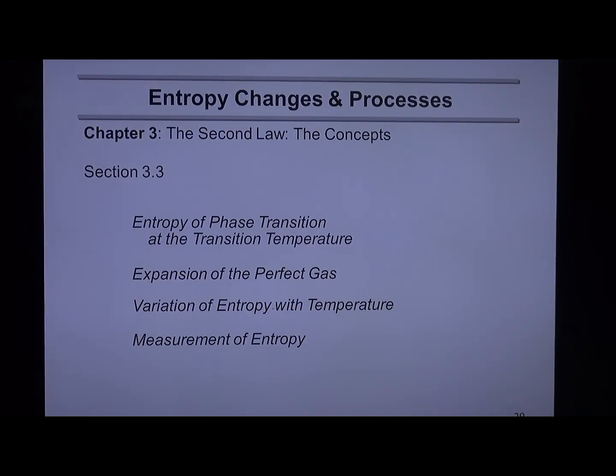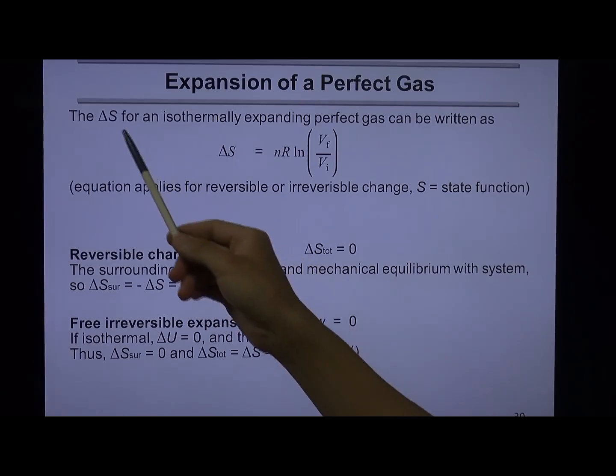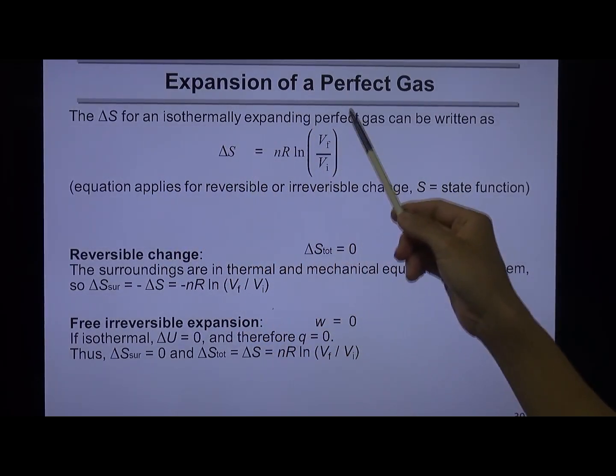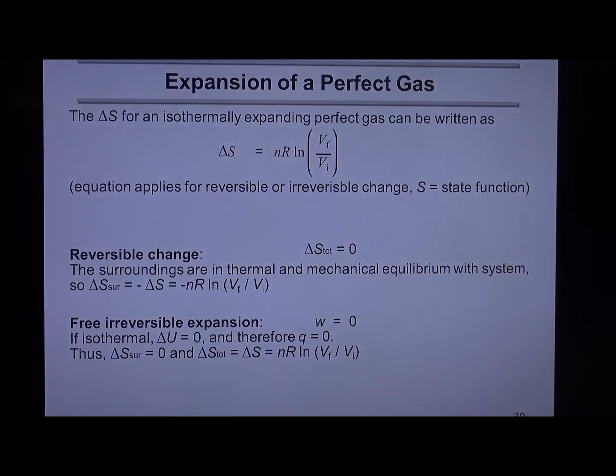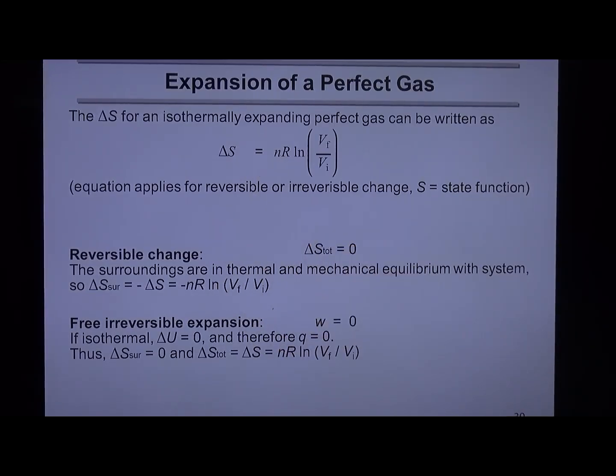Alright, let's do it. First, the most familiar one, expansion of a perfect gas. We already have done it, right? Delta S for isothermally expanding perfect gas. For isothermal expansion, delta S was nR natural log Vf over Vi.